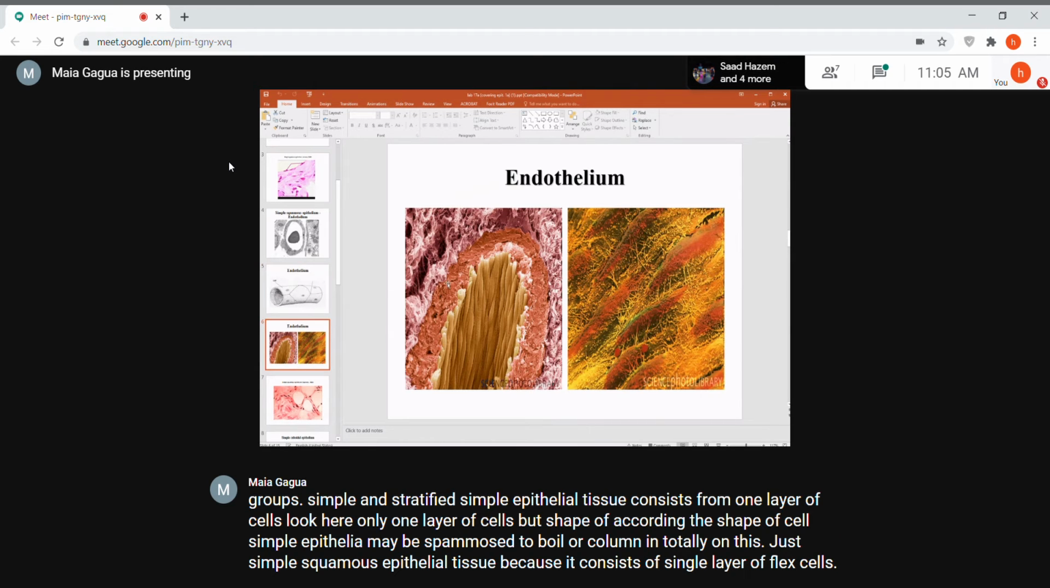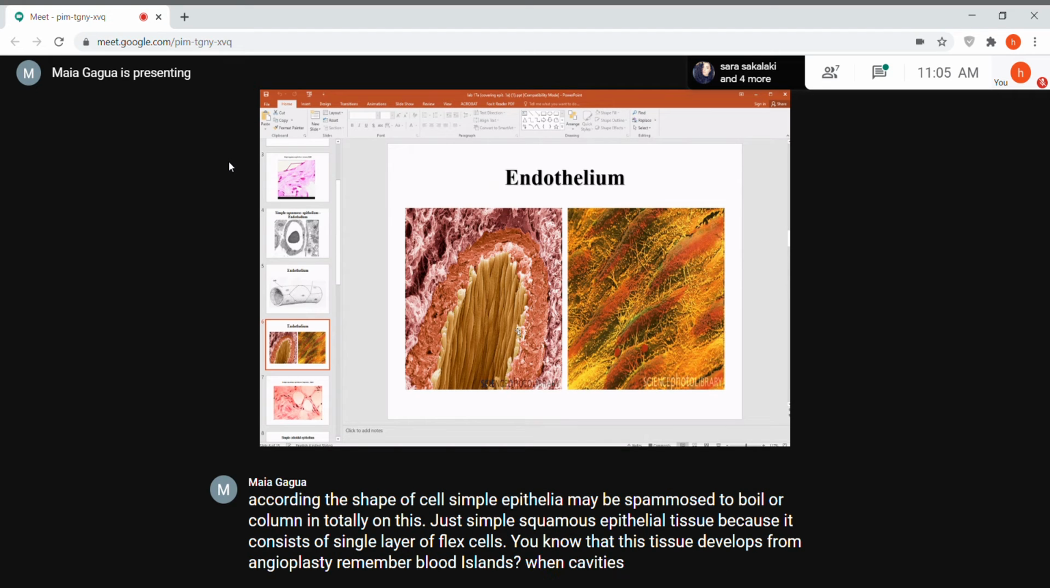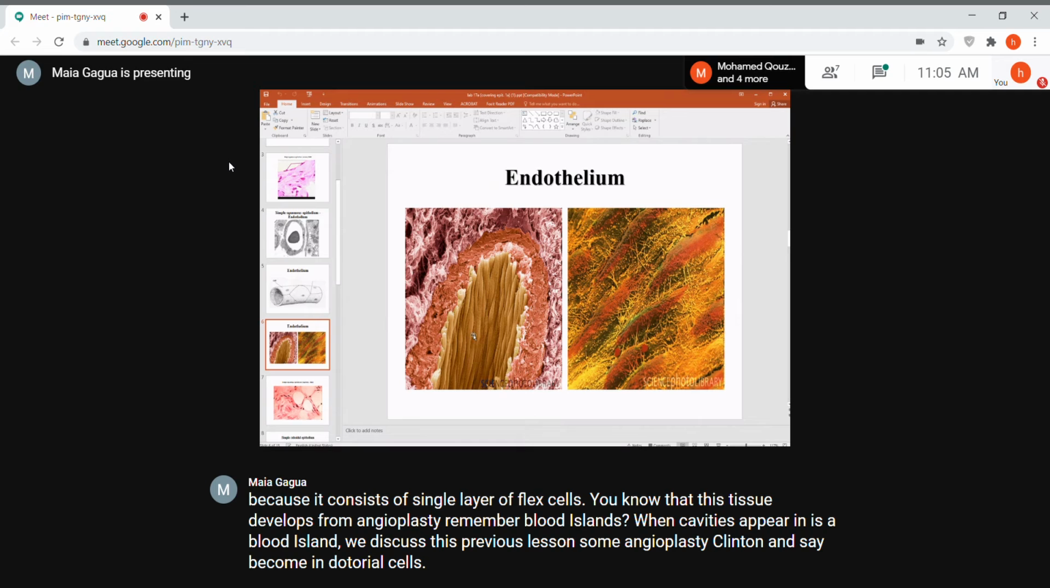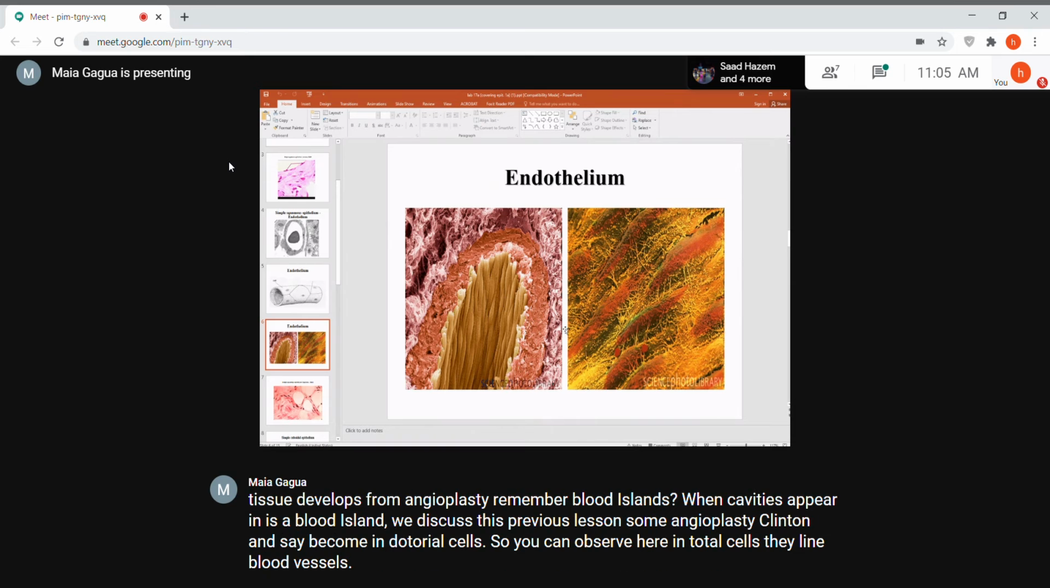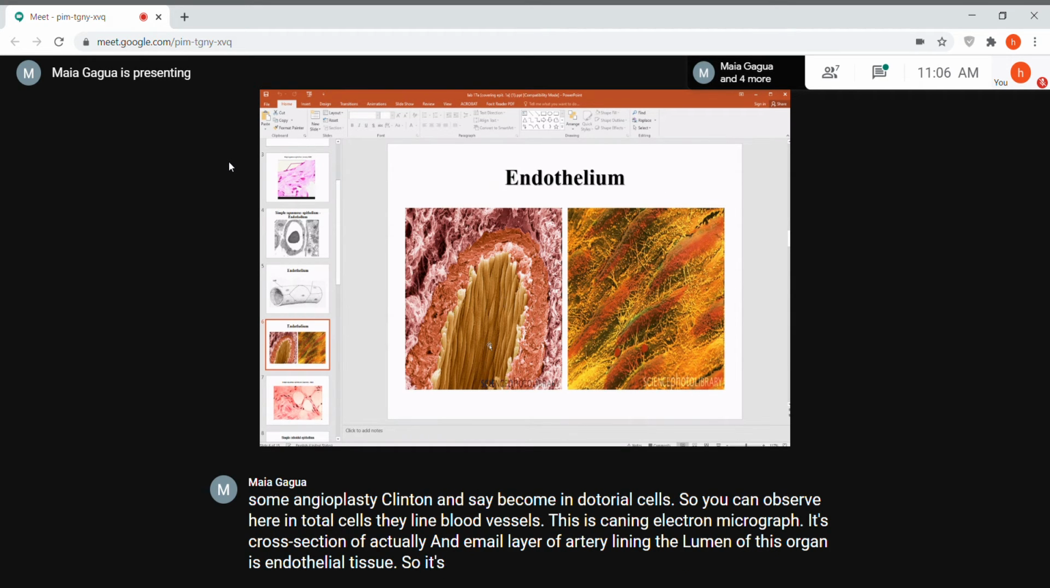You know that this tissue develops from angioblasts. Do you remember blood islands? When cavities appear in the blood islands, we discussed this in the previous lesson. Some angioblasts flatten and they become endothelial cells. So you can observe here endothelial cells, they line blood vessels. This is a scanning electron micrograph. It's a cross-section of an artery, and the inner layer of the artery lining the lumen of this organ is endothelial tissue. So it's simple squamous epithelial tissue.